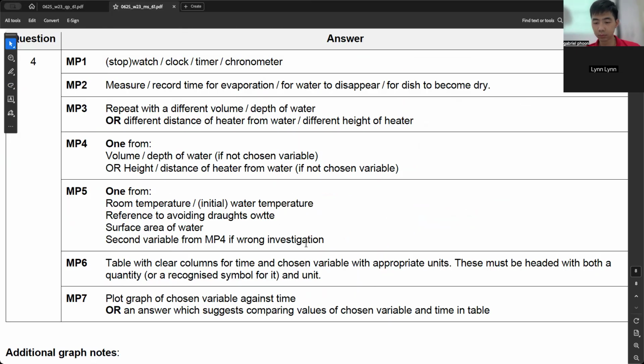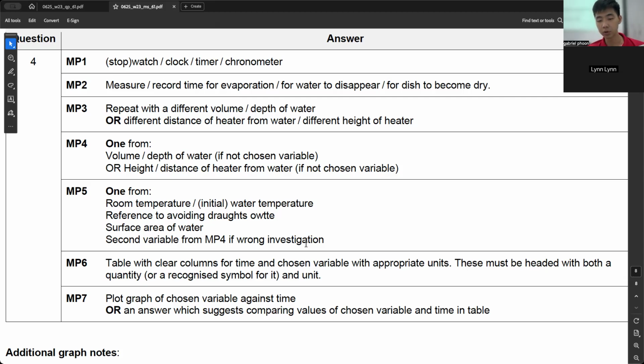You don't know how big the shallow dish is. It's just a dish, then the shallow. Where's your additional apparatus? I didn't say additional apparatus. You should state that. You need to write it next time because it's in the bullet point. For me, I'll just write additional apparatus needed, like stopwatch, heater, timer, or a thermometer.